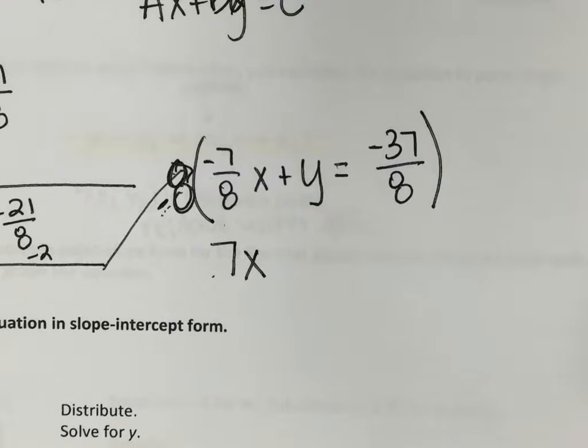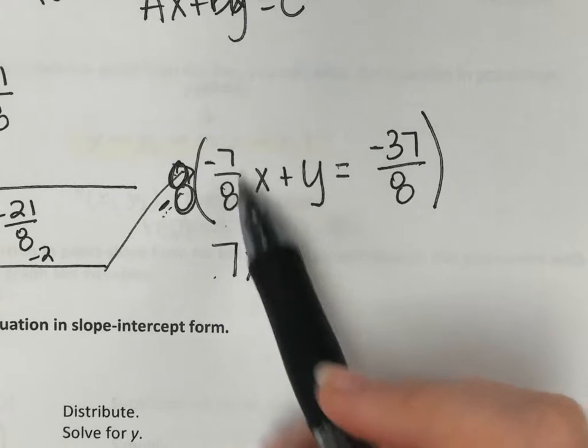Then the y becomes negative 8y, because we multiply it by negative 8. And this whole number is negative.